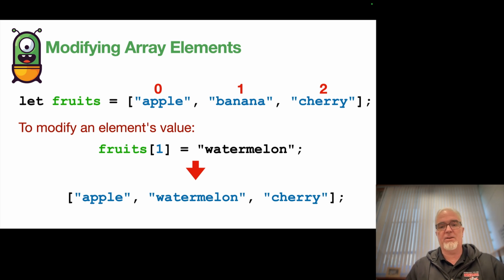And you can change it to anything. I could have put a number there or something that's not a fruit. The array doesn't really care what I put there.